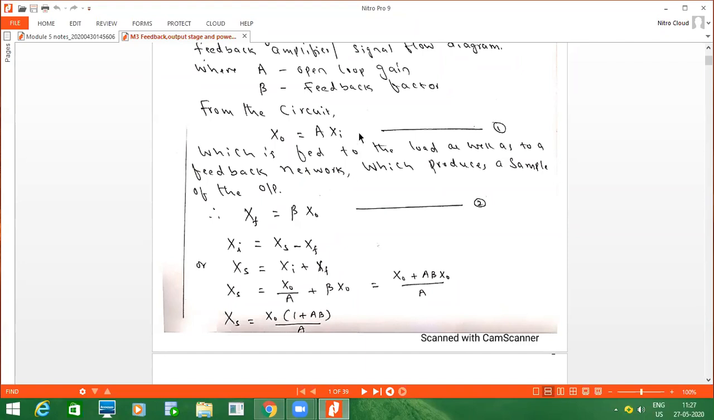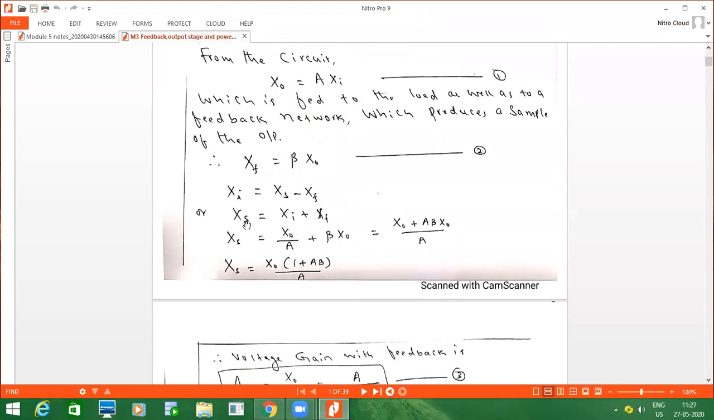Using these two equations, I am modifying the above equation. Now your xs will be equal to x naught divided by a plus beta times x naught. Now as usual, take a as an LCM here. If you take a as an LCM, the equation becomes x naught plus a times beta x naught, whole divided by a.